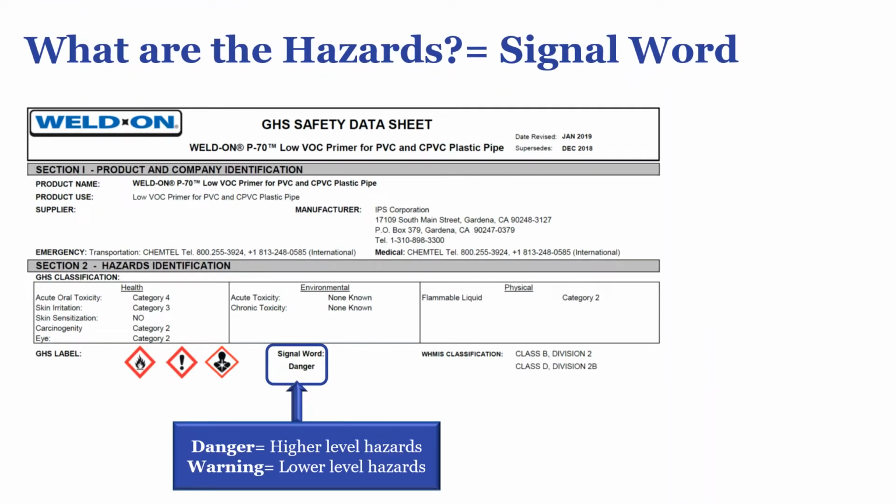Signal words. There are 2 signal words used in WHMIS to alert workers to the overall hazard level of a product. Danger equals high-level hazards, and warning equals lower-level hazards. On the SDS sheet, refer to the signal word section, and in the case of P70, the product is classified as danger.